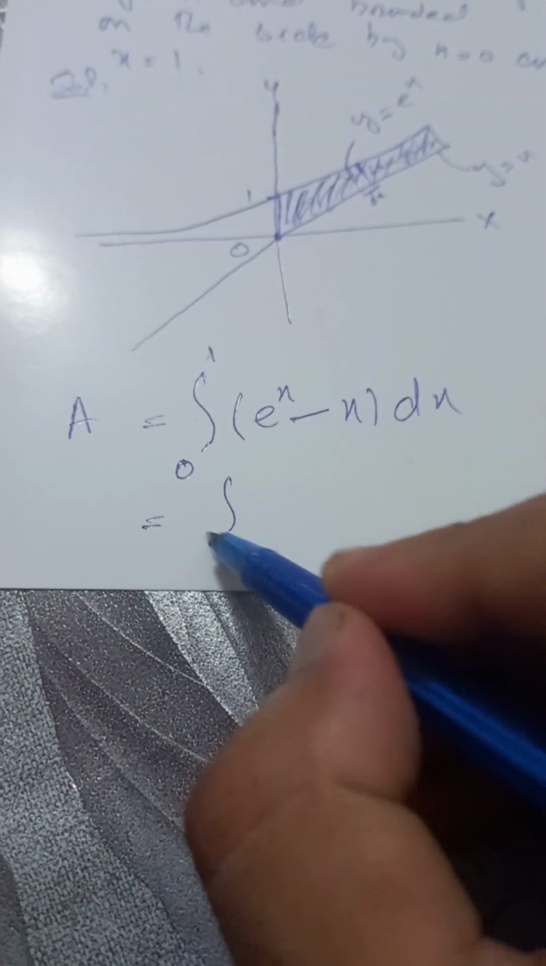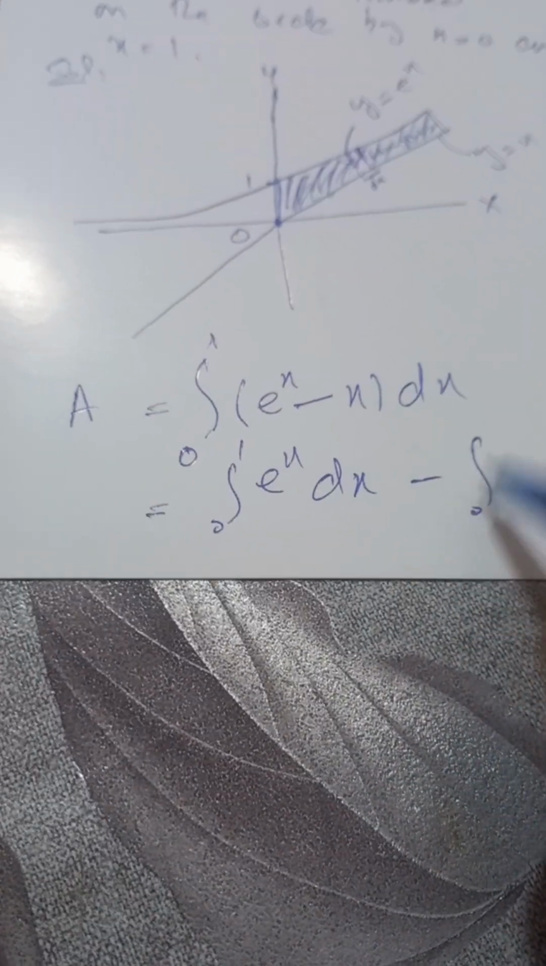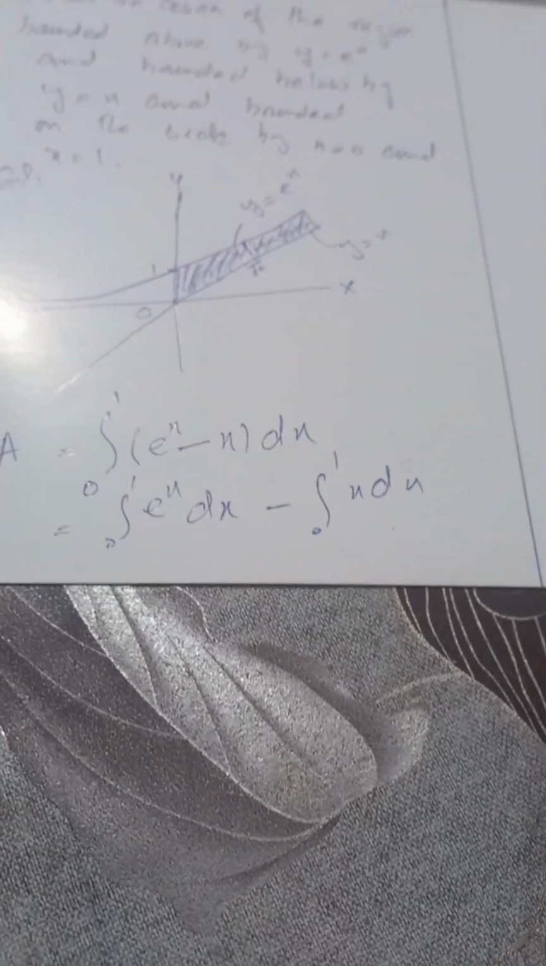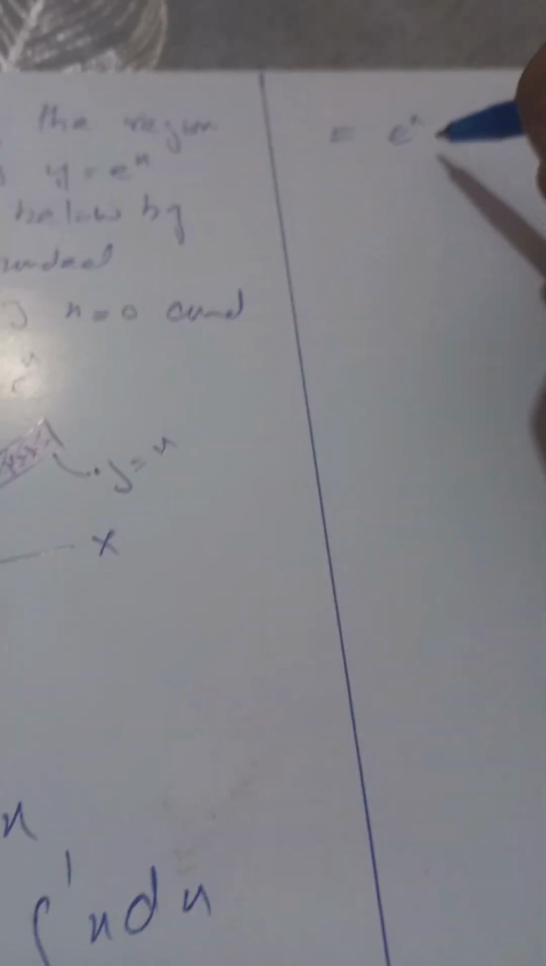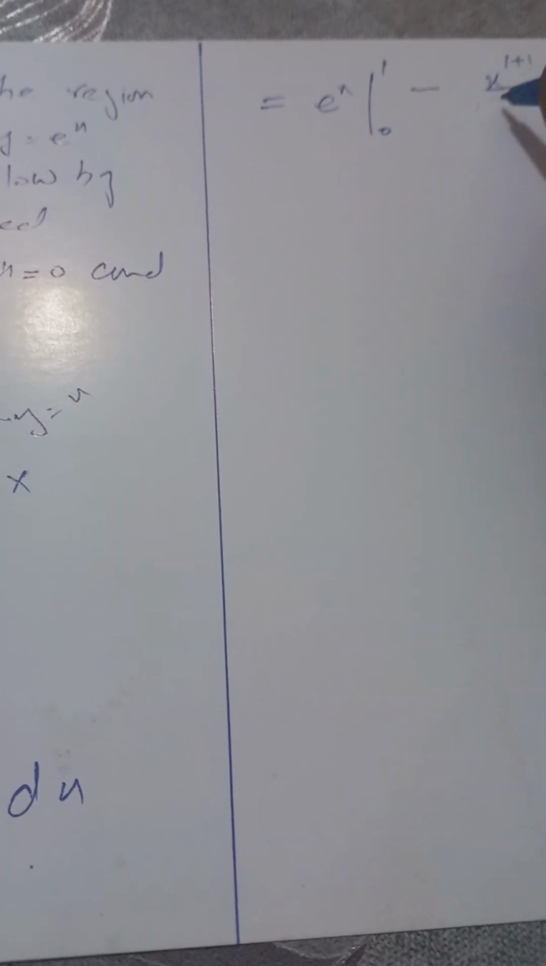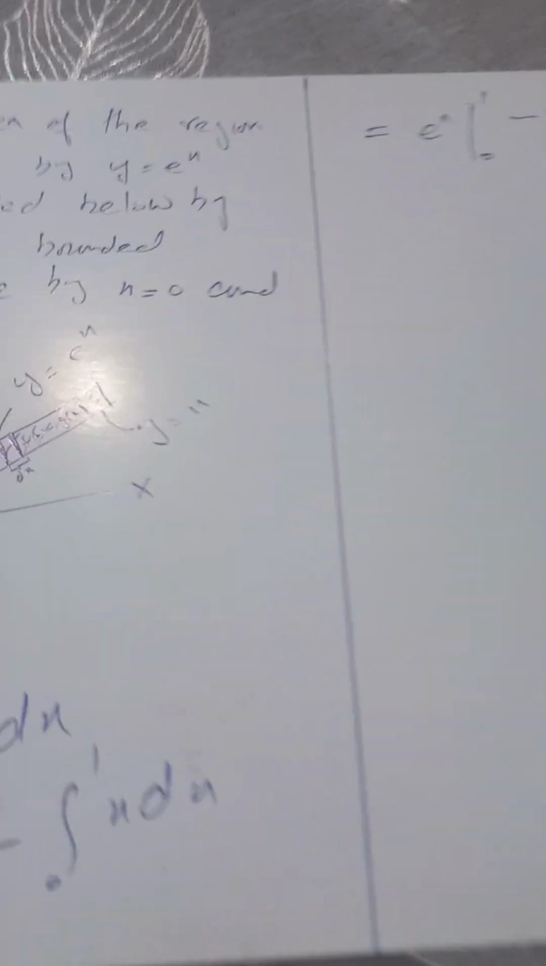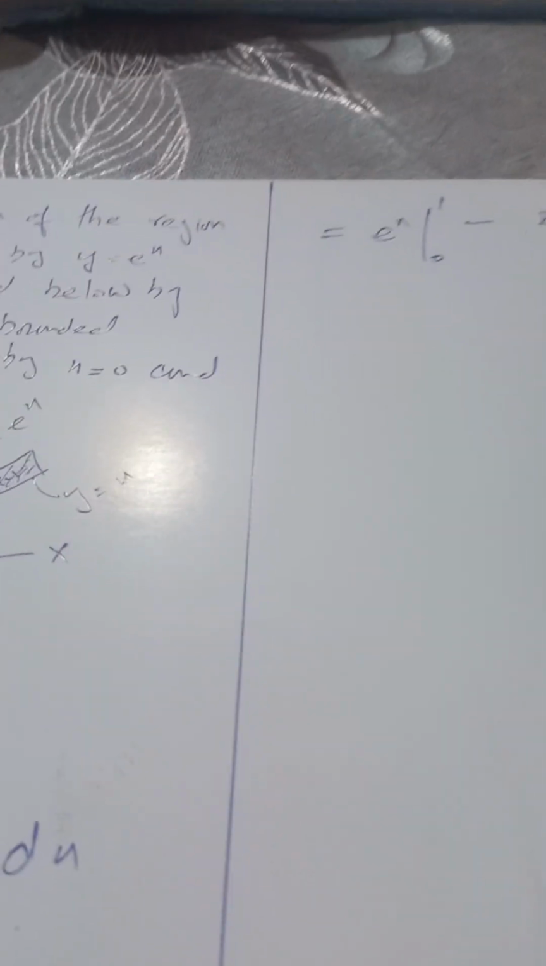Now we solve this integration. The integration of e raised to power x is e raised to power x. This is the only function whose derivative and integration are the same. And the integration of x is: one is added to the power of x and we divide by the same power. And the limits are 0 and 1.